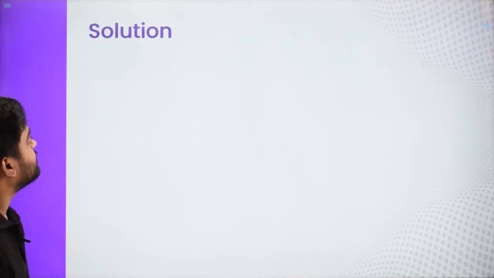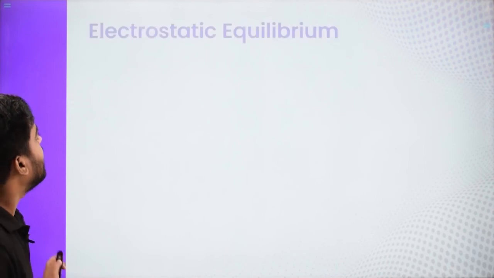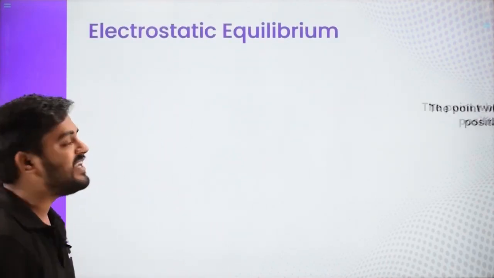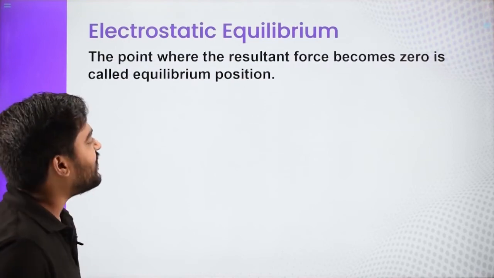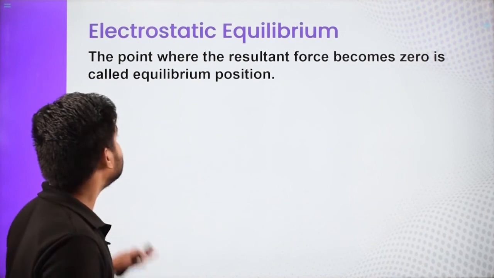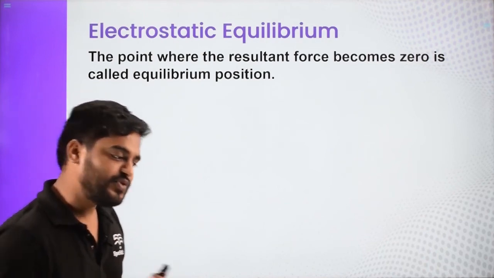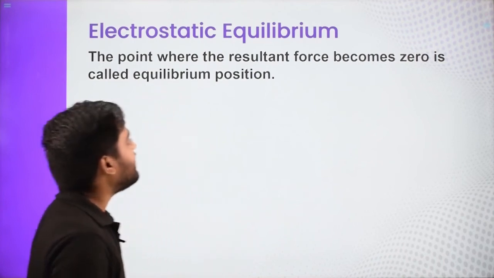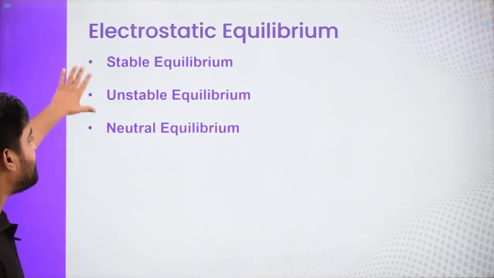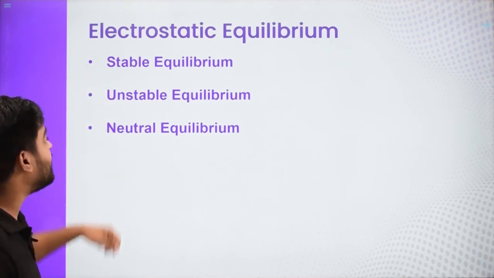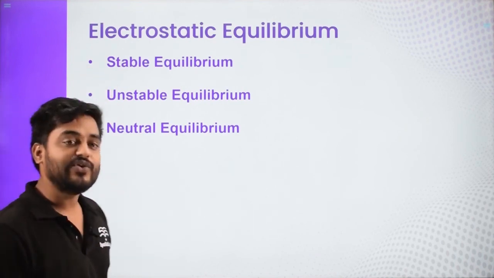Now, let us discuss electrostatic equilibrium. If we talk about equilibrium, how many types of equilibrium are there? So first, what is equilibrium? The point where the resultant force becomes zero is called the equilibrium position. Net force has to be zero. We have already discussed equilibrium in our mechanics. And there are three types of equilibrium: stable equilibrium, unstable equilibrium, and neutral equilibrium.